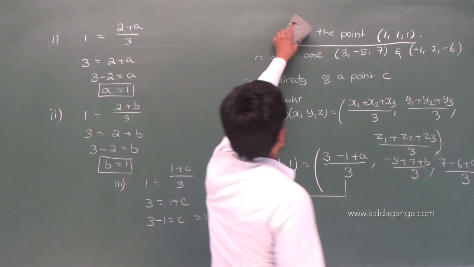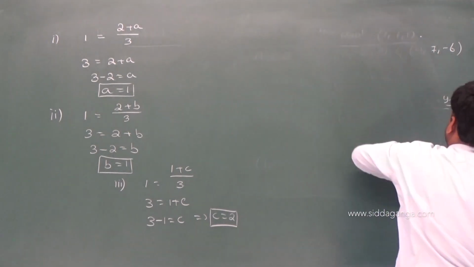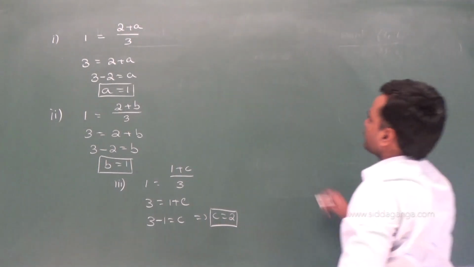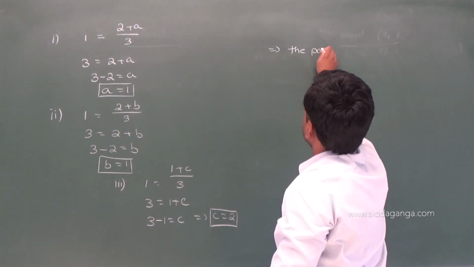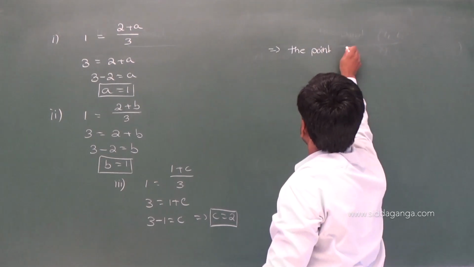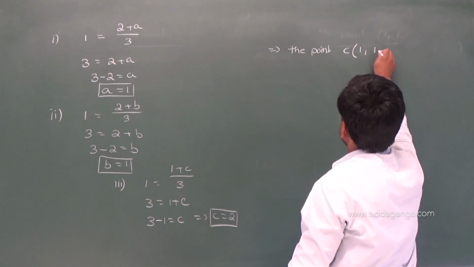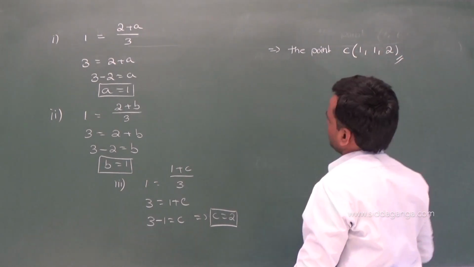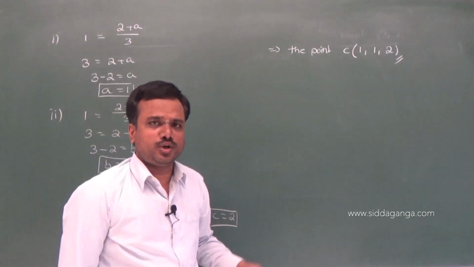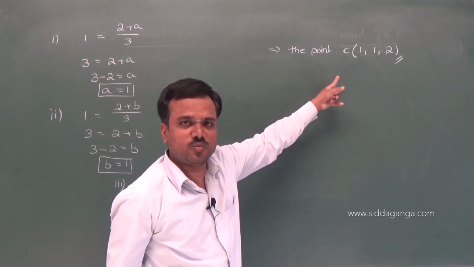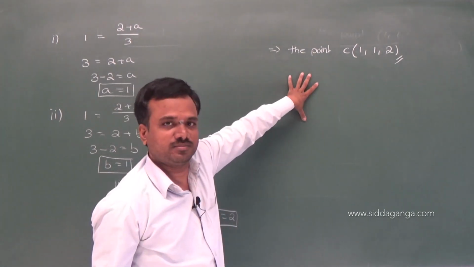So hence, the third coordinate, the point C, is (1, 1, 2). It is a very important concept. The point C is (1, 1, 2). Correct? We will solve one more problem of this type.